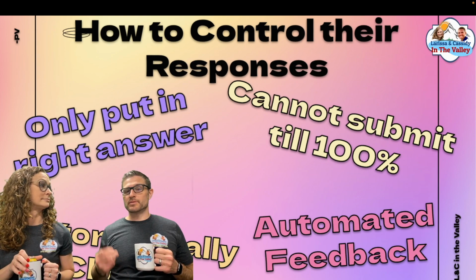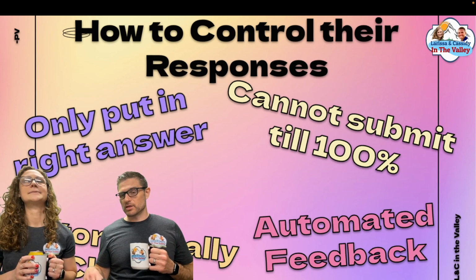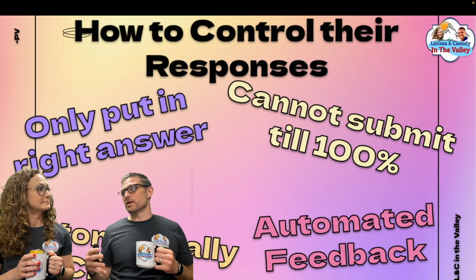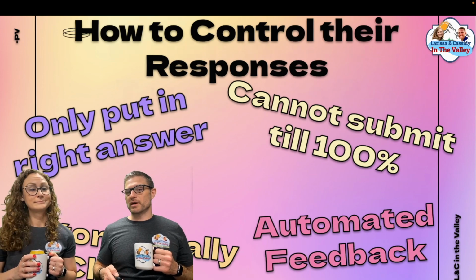Awesome. Yeah. So now, one thing we want to talk about is how do you control their responses? Because maybe you want them to only put in the right answer. You might want them to not be able to submit until they're at 100%. You want it to automatically check, and you wanted to create that automatic feedback, or to build confidence and productivity. That's what we're going to do here, and it's called response validation.